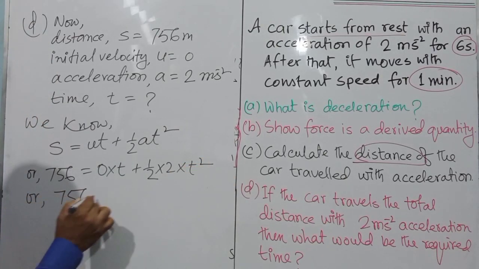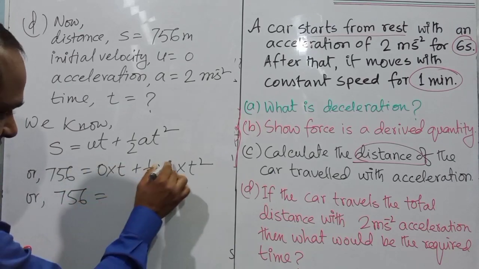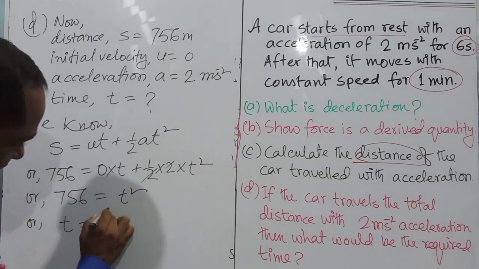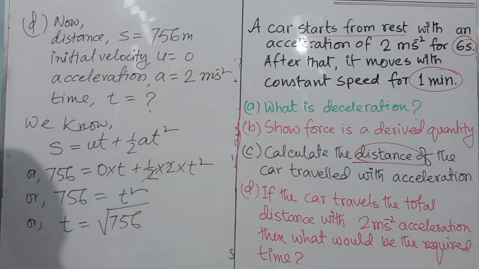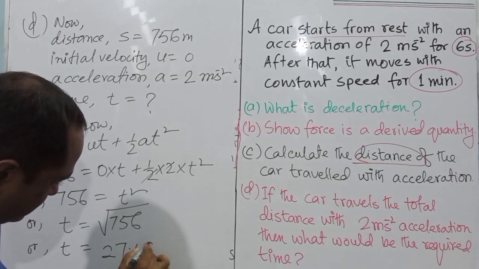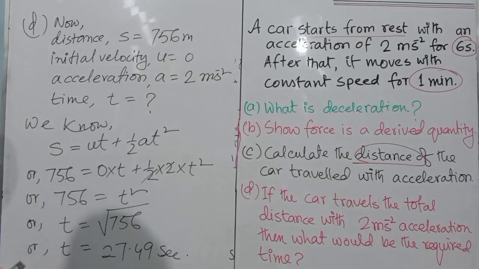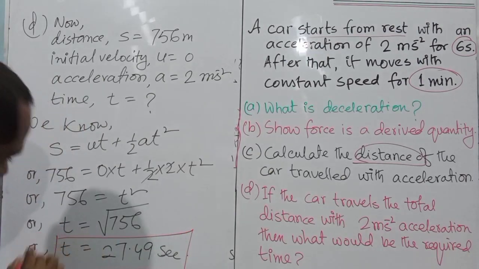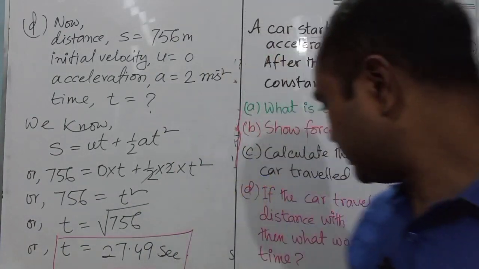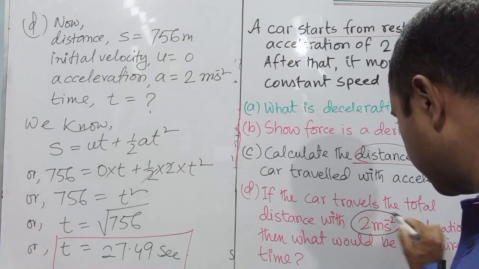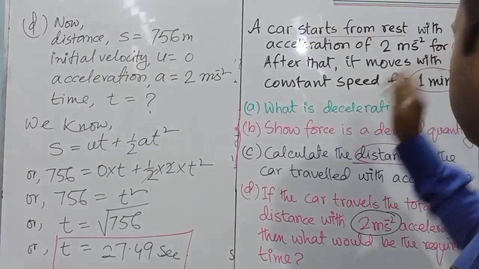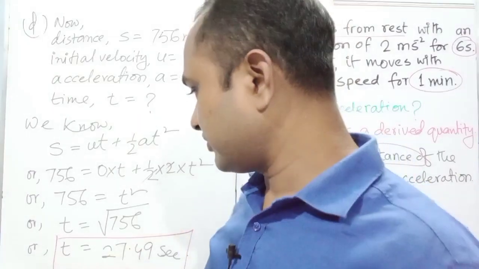So after the calculation, 756 is equal to, this part will be minimized, 2 will be cancelled out, and t square, or t is equal to square root of 756. We will get t is equal to 27.49 seconds. Dear student, we can say that if the car travels the total distance with the acceleration of 2 meter per second square, then it will take 27.49 seconds rather than 1 minute 6 seconds. So this is our final answer.